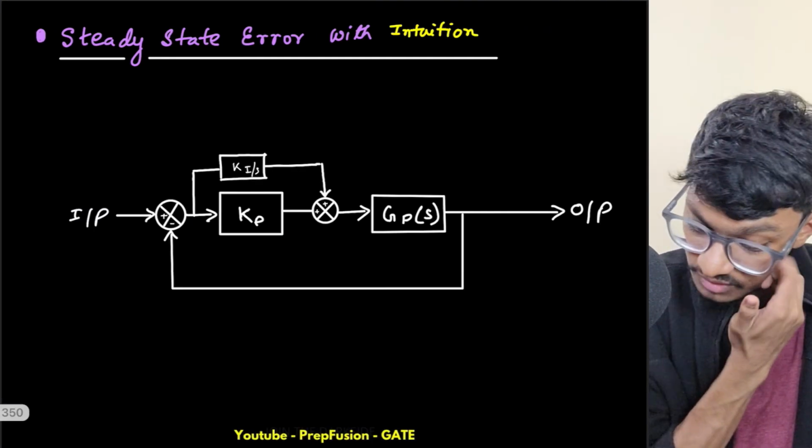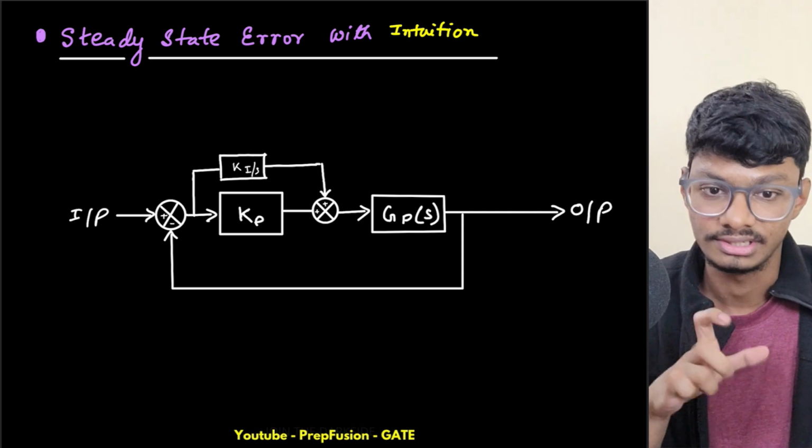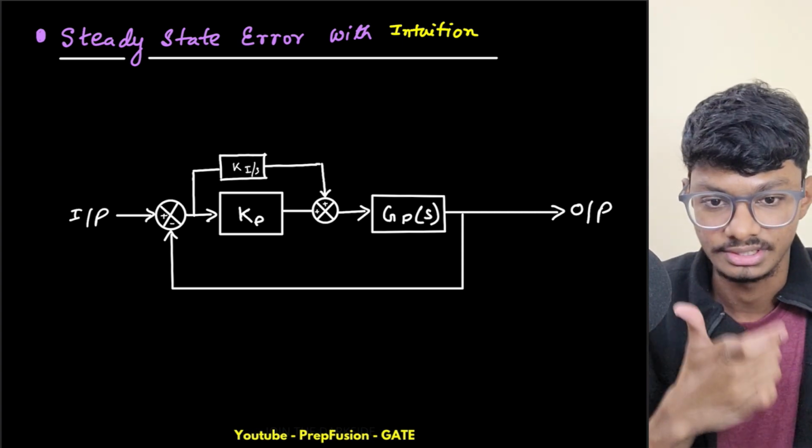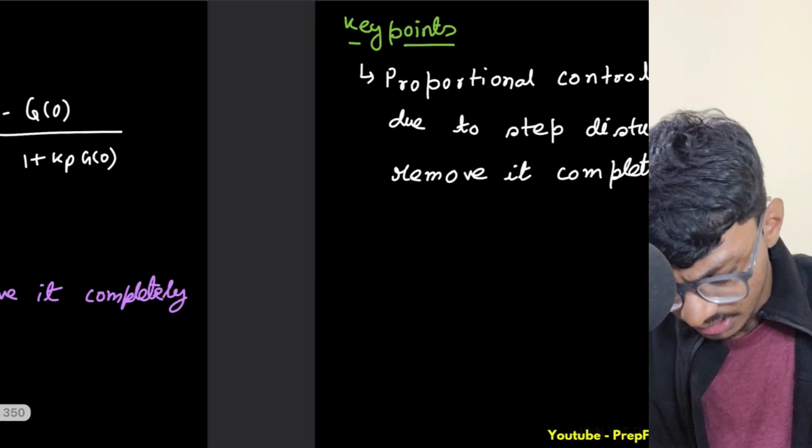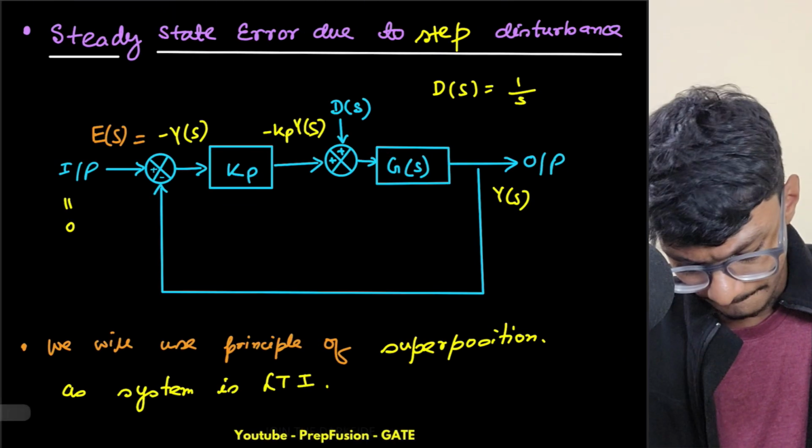Okay. But first, let's understand the steady state error with intuition. So again, the same example like the previous one, where my helicopter, where was it?